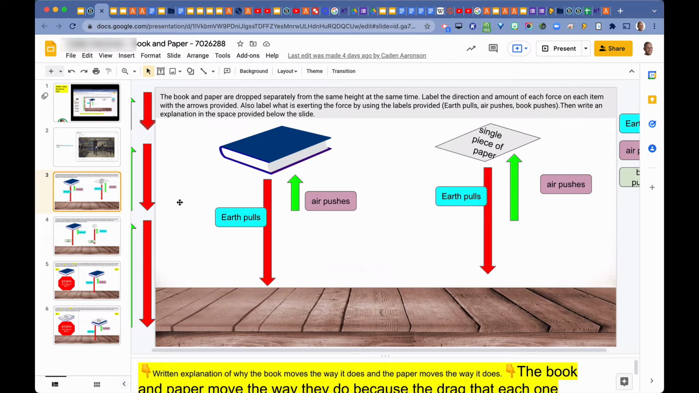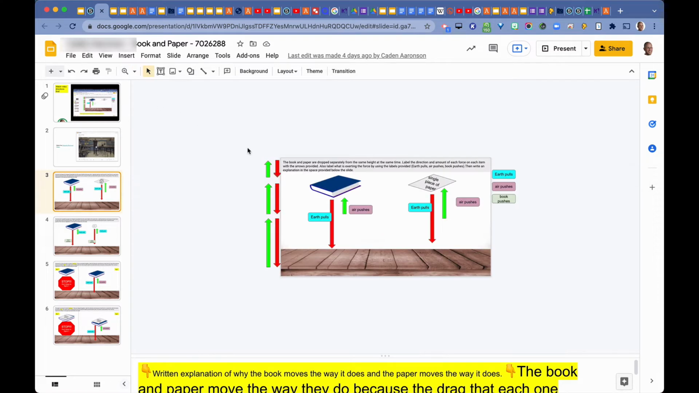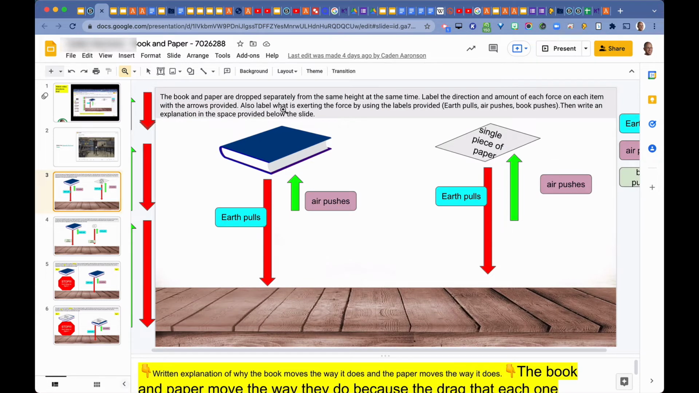And then what students had to do was read the directions at the top of each slide. So right up here. And then they had to drag the force arrows, the green or the red, of different lengths representing different strengths and directions of the force exerting on them, to explain why the book and paper fell the way they did. And then they had to label from the sides here what object was exerting those forces, whether it was the earth pulling, the air pushing, the book pushing, etc.